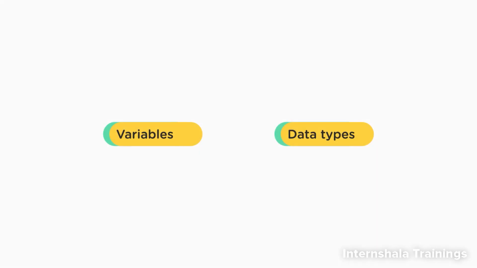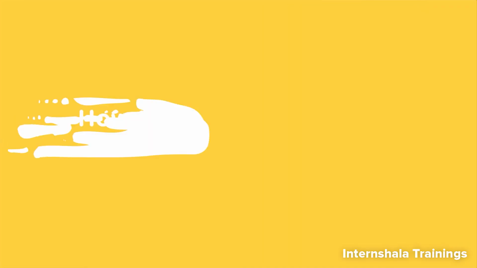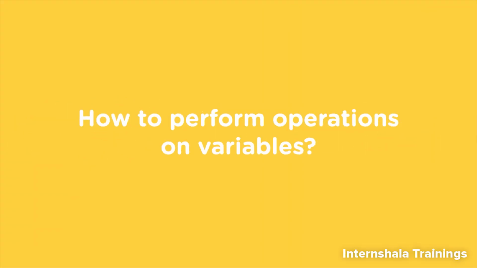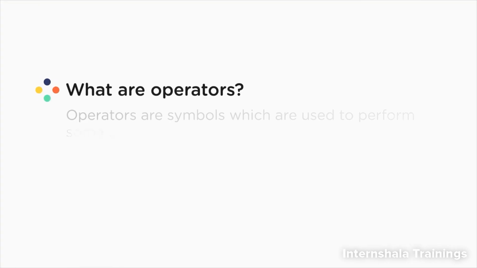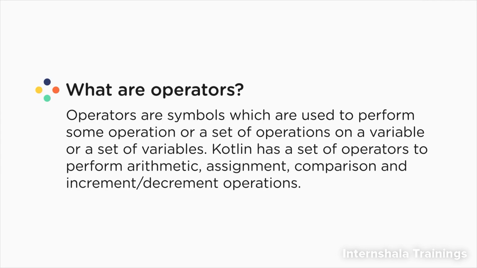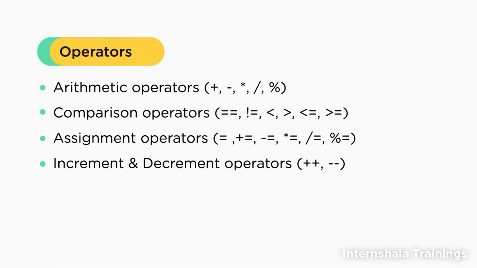So, we have learnt about variables and data types. Now let's move on to the next step and learn how to perform operations on these variables. We already know that we need operators to perform operations. But what are operators? Operators are symbols which are used to perform some operations or a set of operations on a variable or a set of variables. Kotlin has a set of operators to perform arithmetic, assignment, comparison, and increment-decrement operations. Here is a list of operators that are used in Kotlin to perform various operations. We will go through each one of them one by one. So let's start with arithmetic operators.